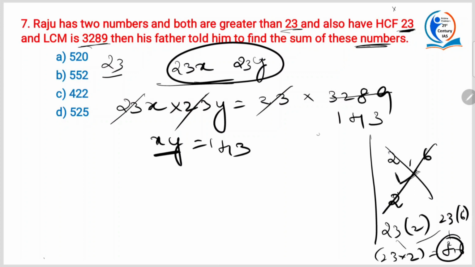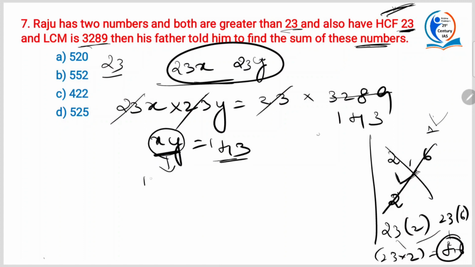You have to take only x and y to be co-prime so that the numbers will not have any common factor other than 1, so that you will satisfy this particular given condition: HCF is equal to 23. Alright. Now co-primes x and y and xy is 143.